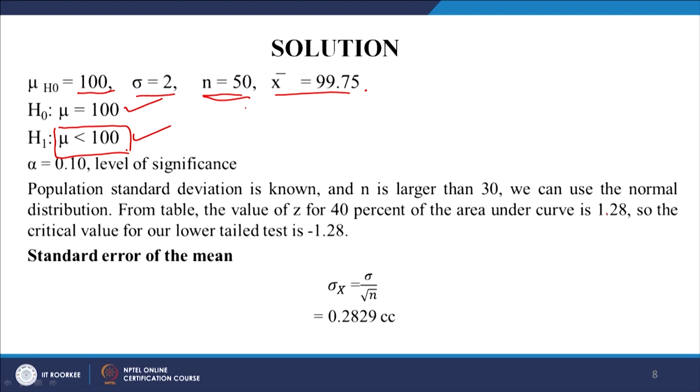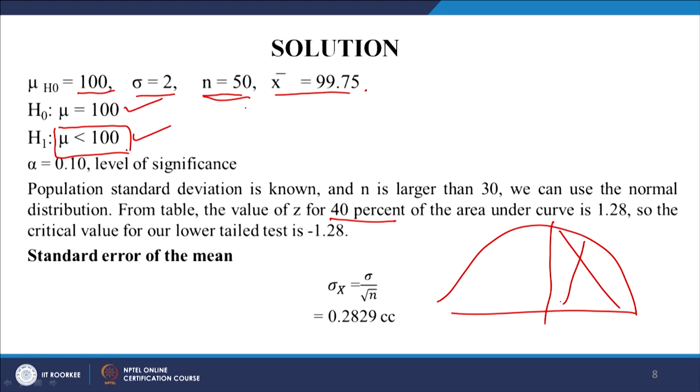Now, let us look at it. Why does this say 40%? What is the reason it says 40%? Let us understand this first. Let us draw it. We are not interested in this zone at all, the right side. We are interested only in the left side.